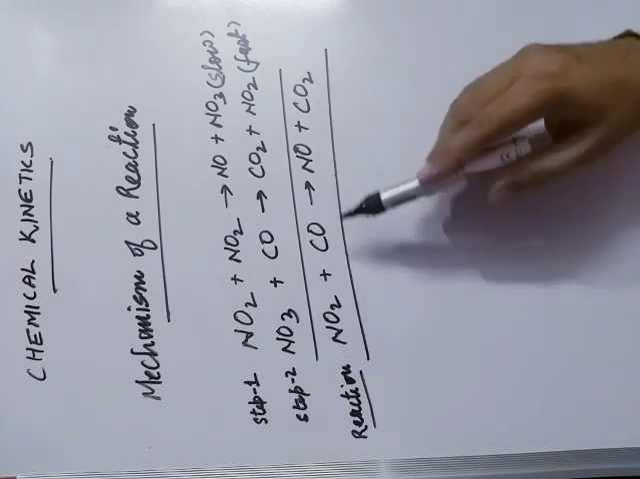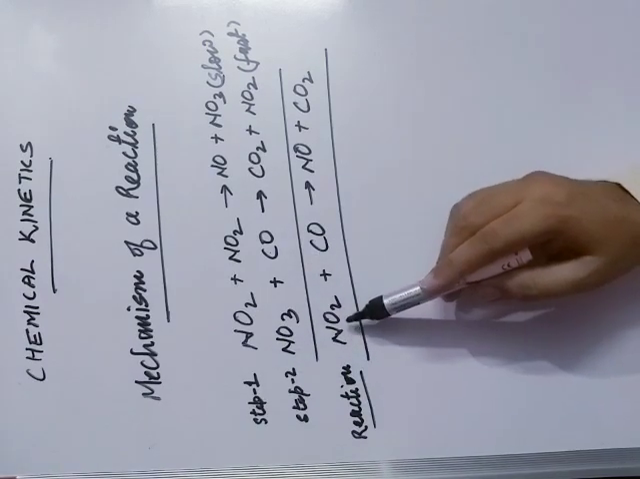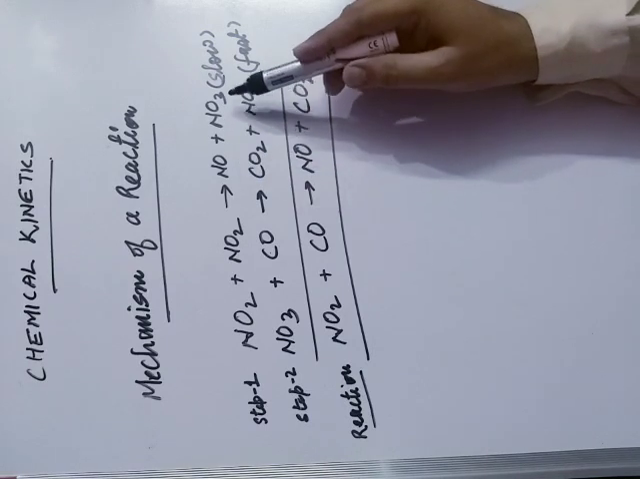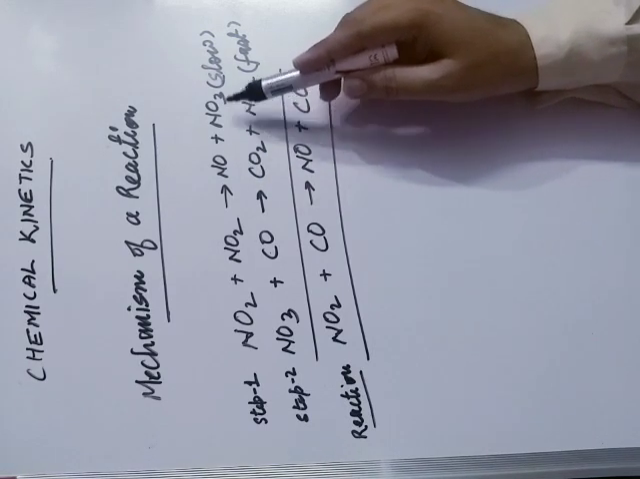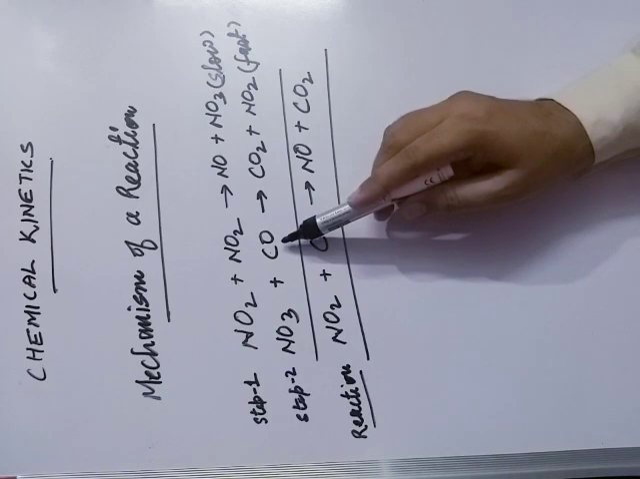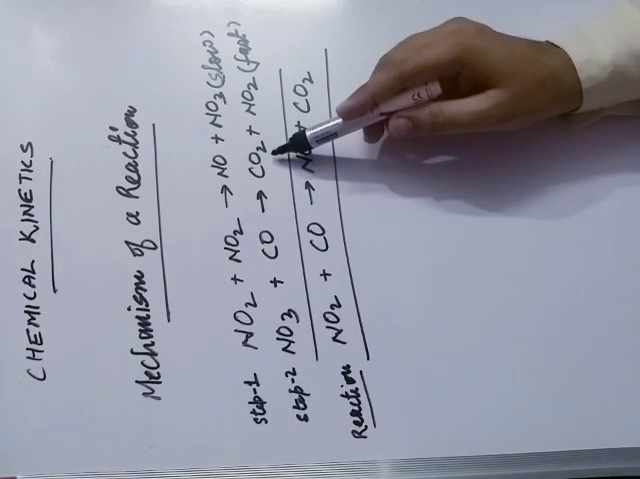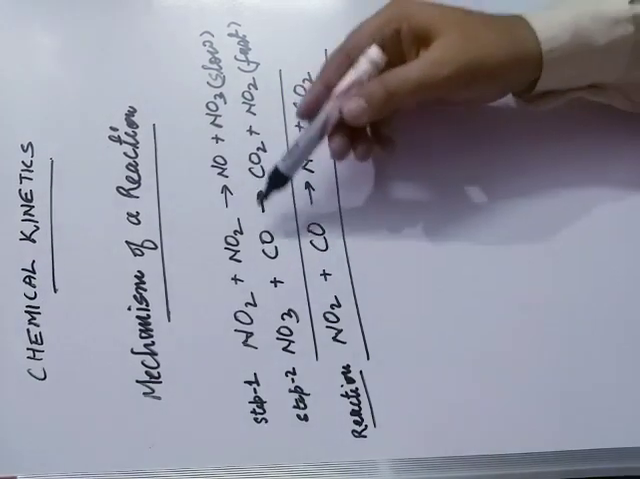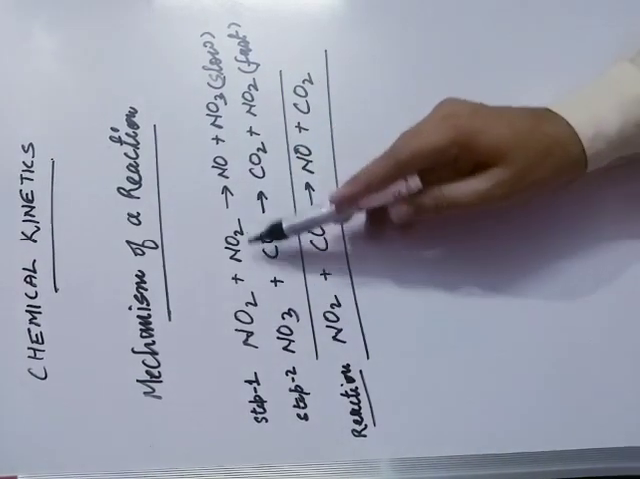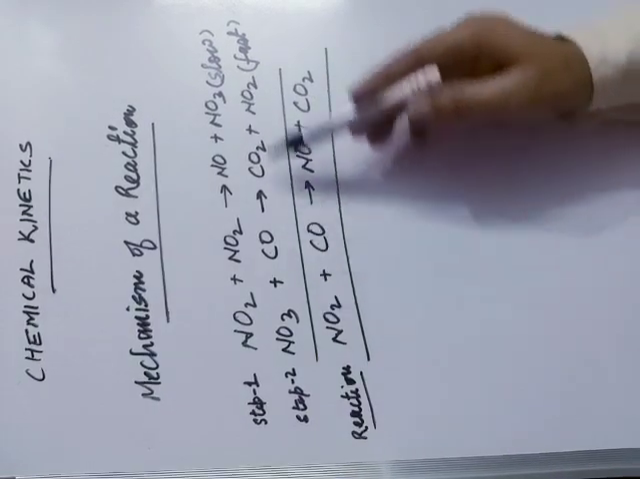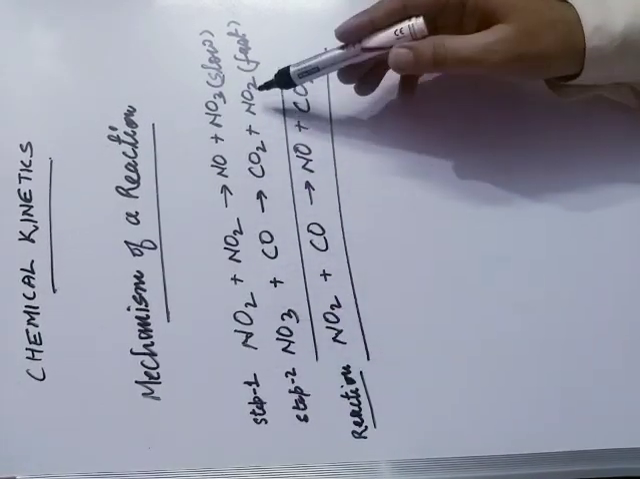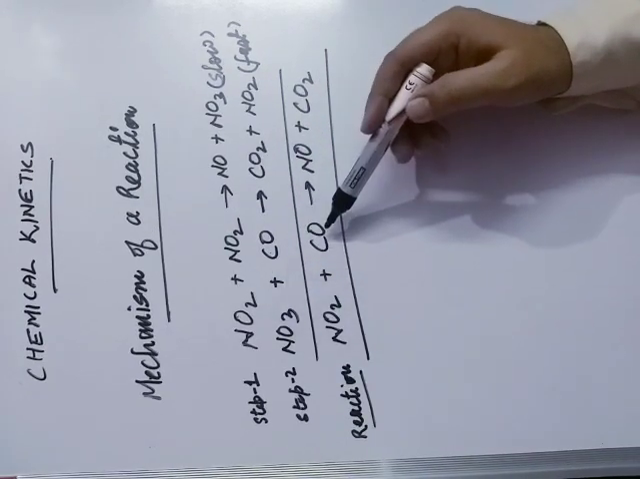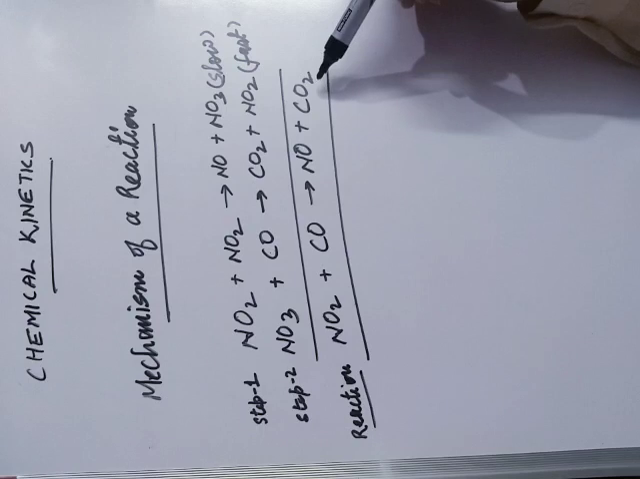Now this reaction occurs in two steps. First, NO2 combines with another NO2, it forms NO and NO3. NO3 is an intermediate, it combines with CO and forms CO2 and NO2. If you add these two steps, what will you get? 2 NO2, NO3 cancels, and NO2 once on this side and once on this side will be cancelled. So you will get NO2 plus CO gives NO plus CO2.